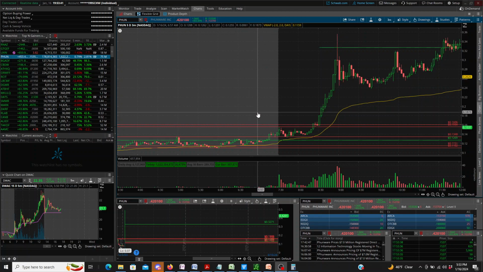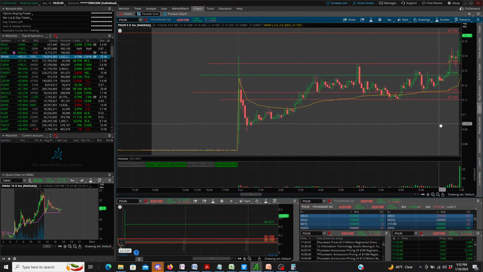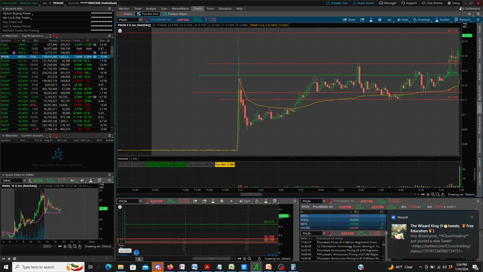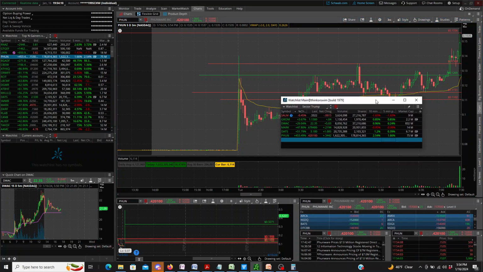So I looked at my scan and I saw that PHUN was in this range here, and then this is when I bought it this morning because to me it just seemed an abnormal amount of volume, and then when I started checking into it I found out it was because it's a Trump stock, and it goes to my Trump watch list that I created from 2020. So let's slide this over here for you.